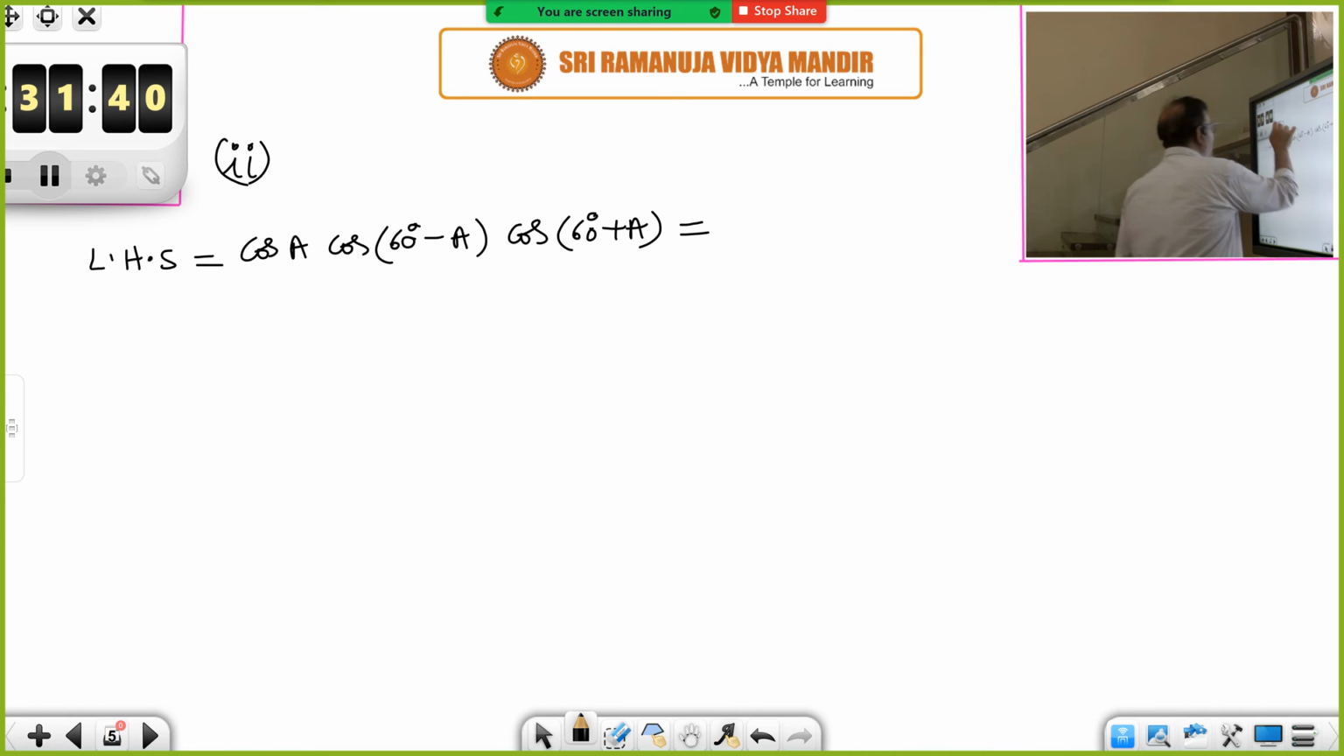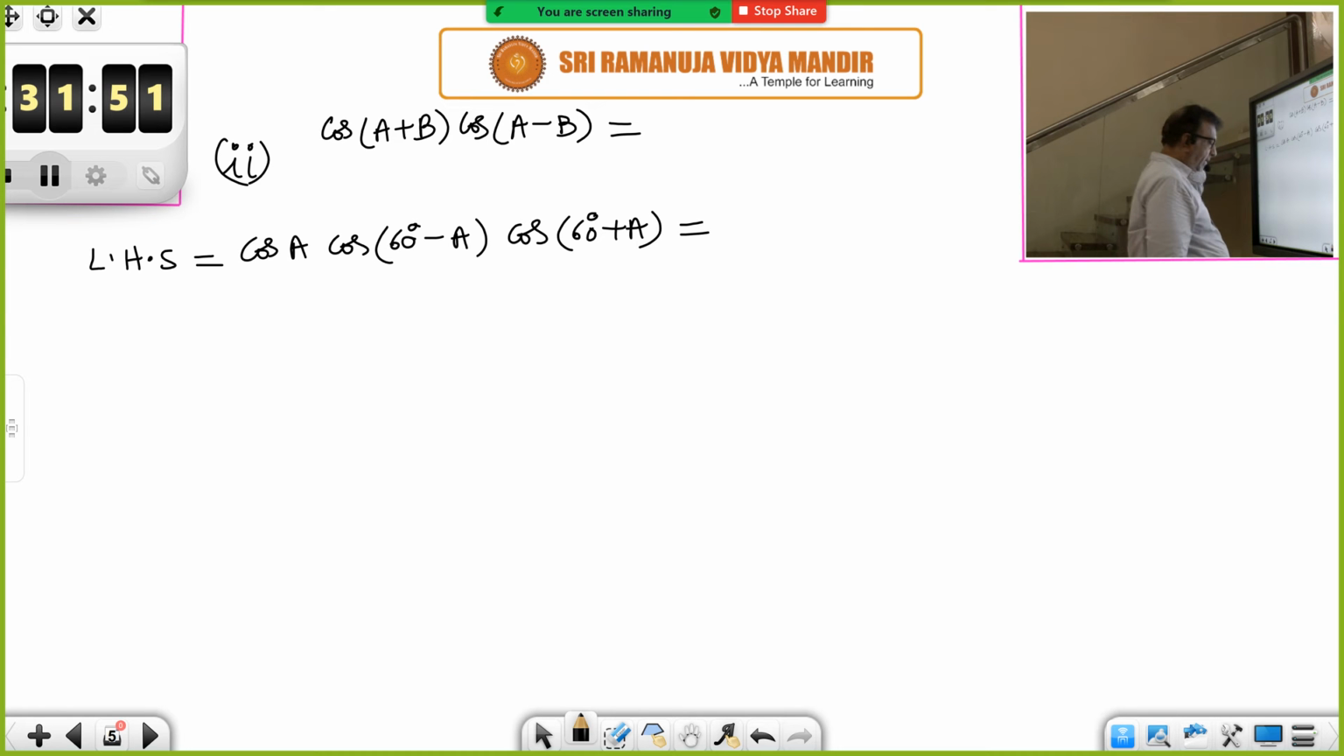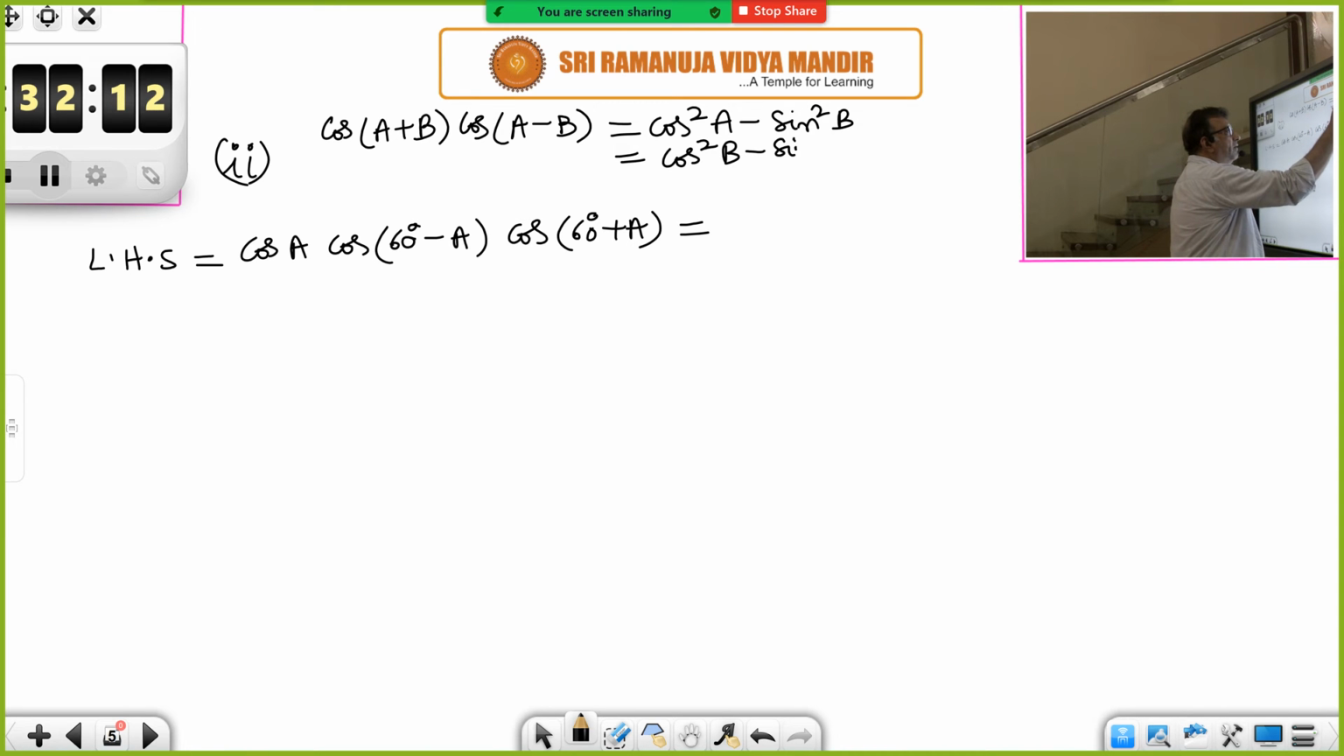Now tell me, what is the formula for cos A plus B into cos A minus B? Do you know or not? Do you remember the formula? Yes, sir. Tell me. Cos square A minus sin square B. Okay. Or the other formula, second formula? Cos square B minus sin square A. Very good. Right. So using that formula, this one, tell me.